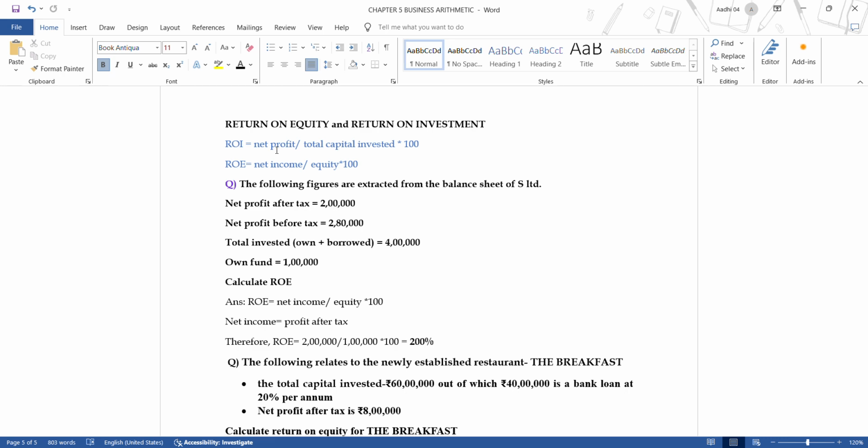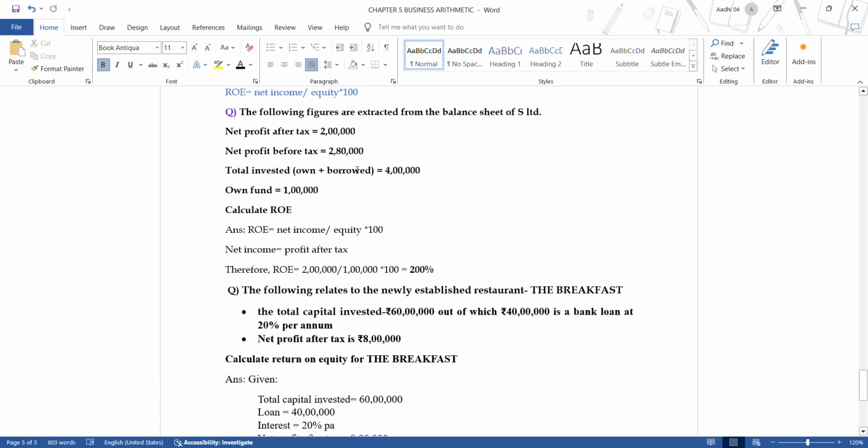Now for net income, net income means net income after tax, profit after tax. Why are we using net income after the tax? Because it shows how much profit a company generates with the money that shareholders have invested. So that is why we use net income after tax and interest. So this is the explanation why we are using net profit after tax and interest, and net income after tax and interest. Now moving to the question.